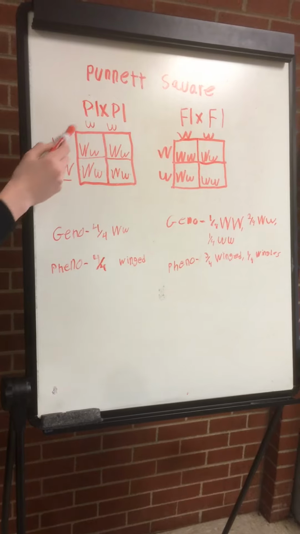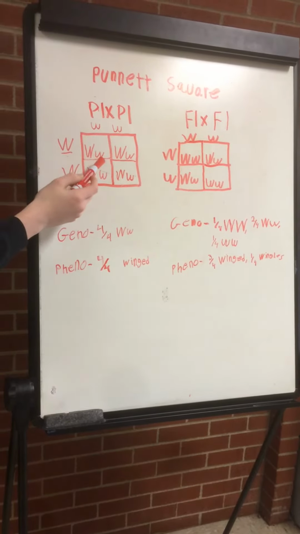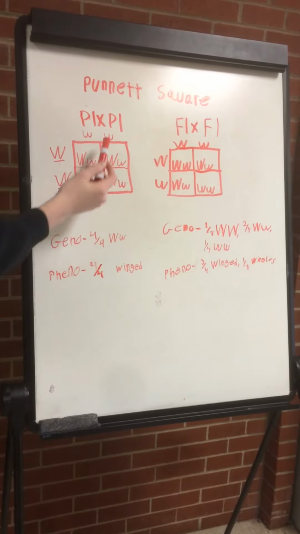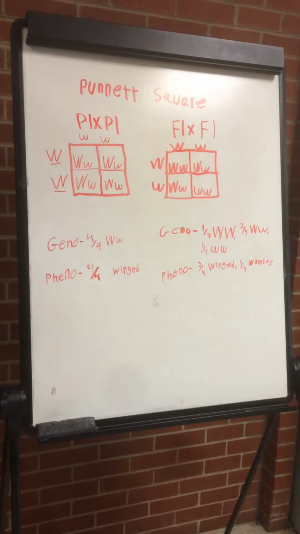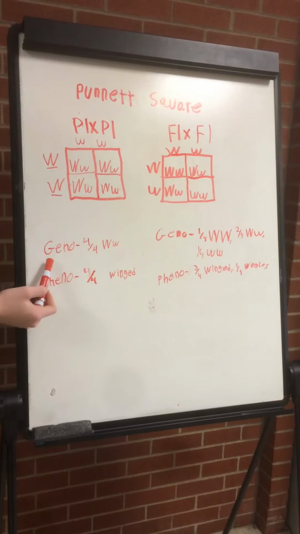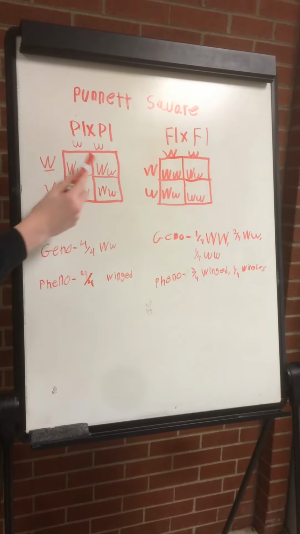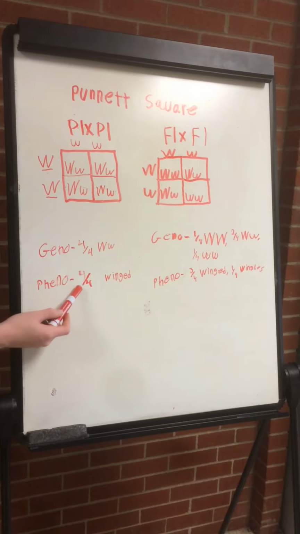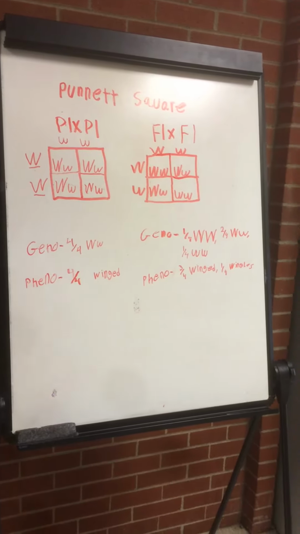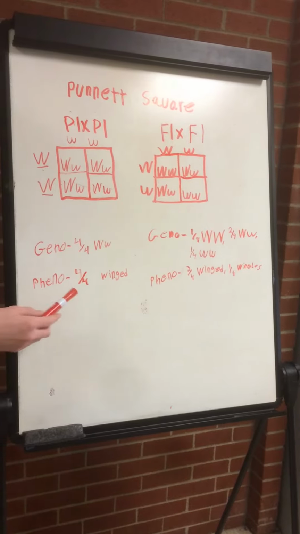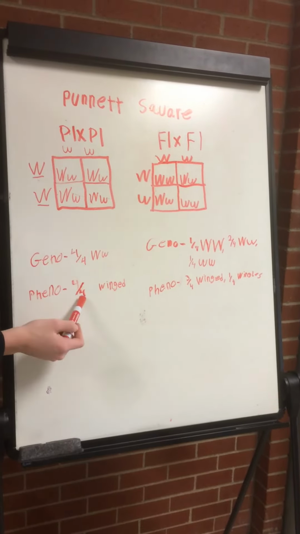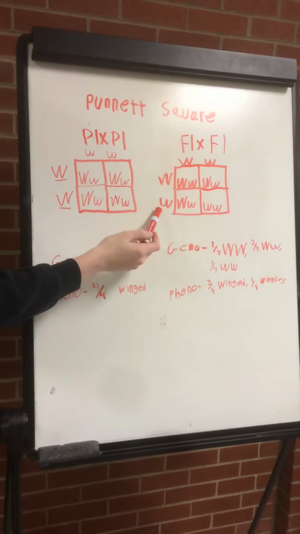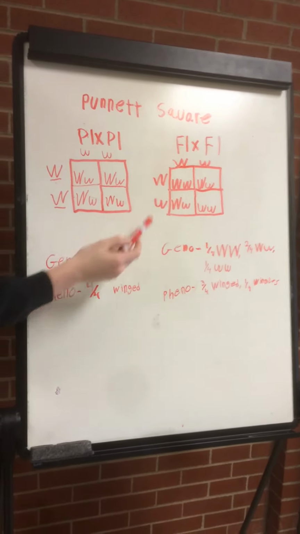And you cross these, which would give you big W, little W, the same there, big W, little W, same there, same there. So you get the genotype: all four of these are big W, little W. And that means for the phenotype, 4 out of 4 gives you winged. And you take this, and you put big W, little W, big W, little W for the male and female.